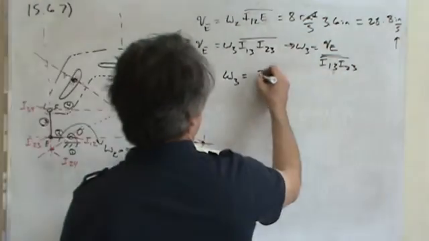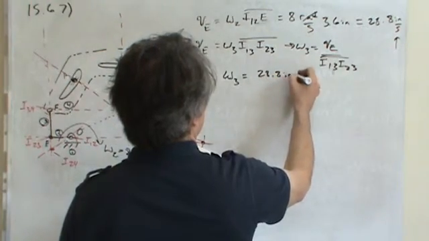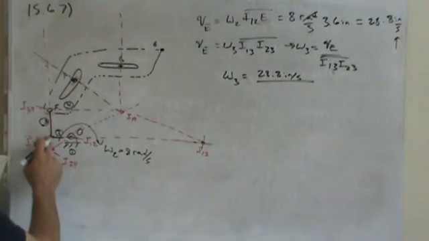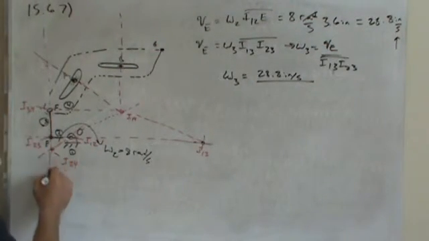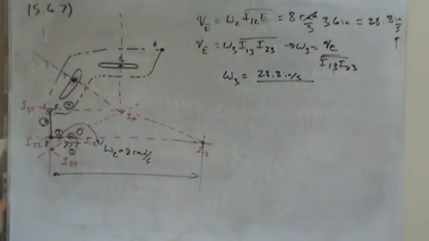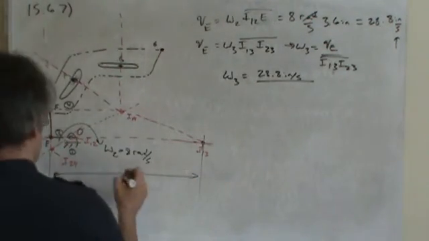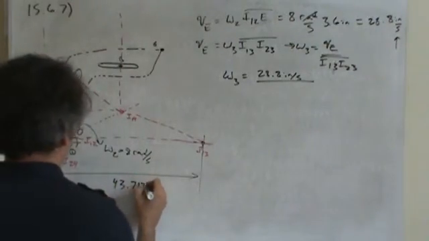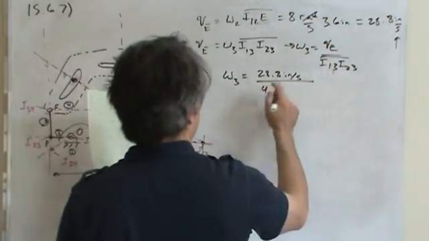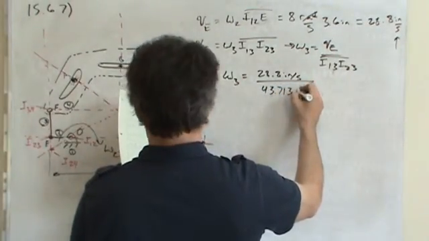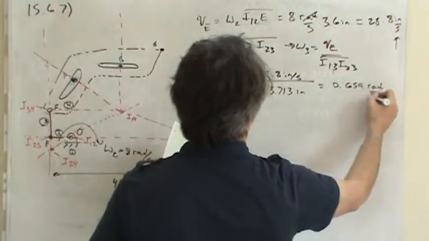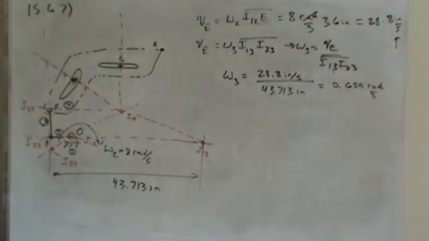And so omega 3 is 28.8 inches per second divided by the distance. Now, I13 to I23, that is a distance I had to find in SOLIDWORKS, like I said, via geometry calculations that SOLIDWORKS does automatically. And that distance is 43.713 inches. So if we divide by 43.713 inches, we get 0.659 radians per second. Now, in what direction is link 3 rotating?